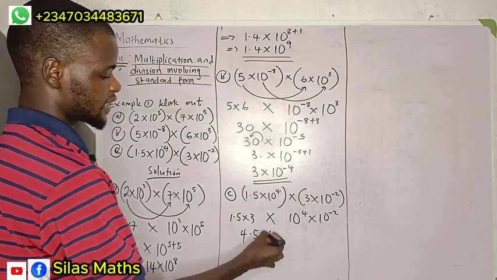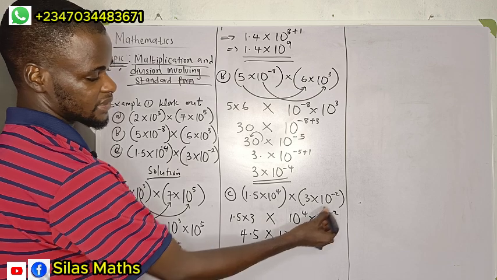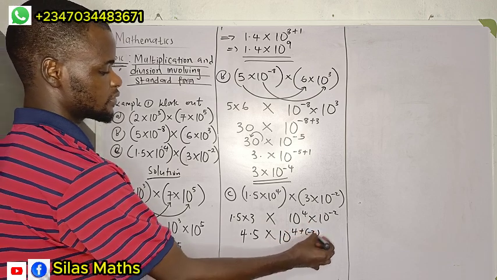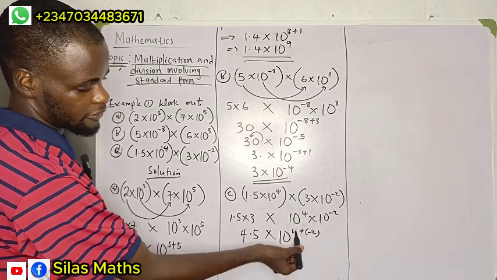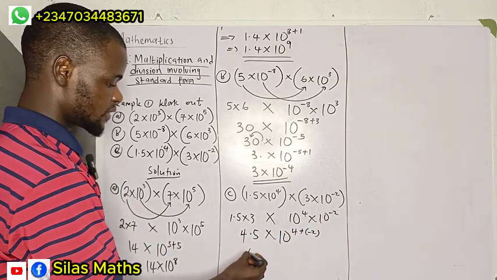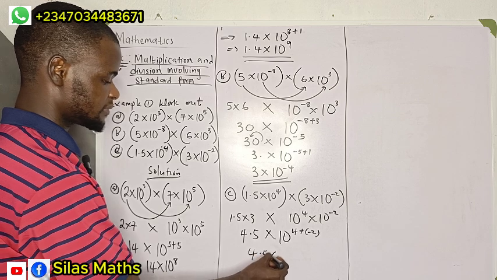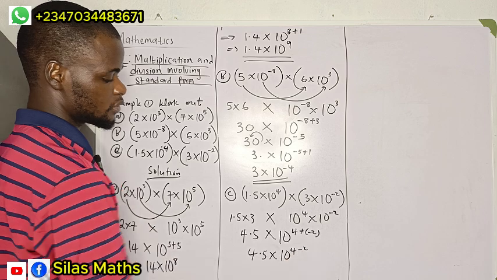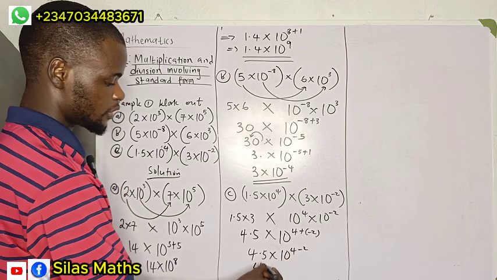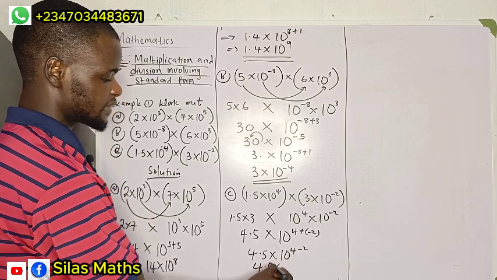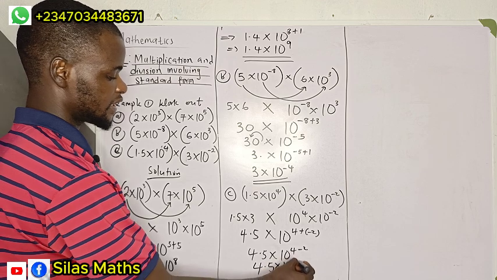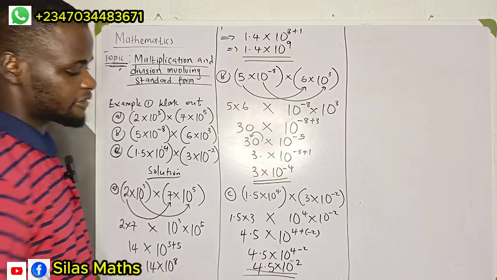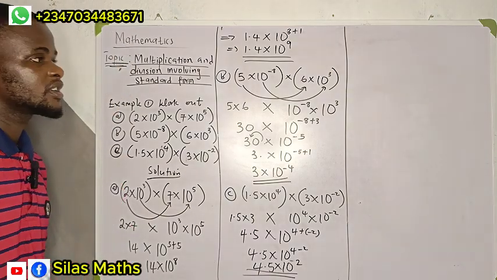Okay, so we have times 10, add their exponent. So we have 4 plus negative 2. Yes, we're adding their powers, so we have 4 plus negative 2. So that will give me 4.5 times 10 to the power of 4 minus 2, and that's 4.5 times 10 to the power of 2, I beg your pardon. So this is our final answer to this.